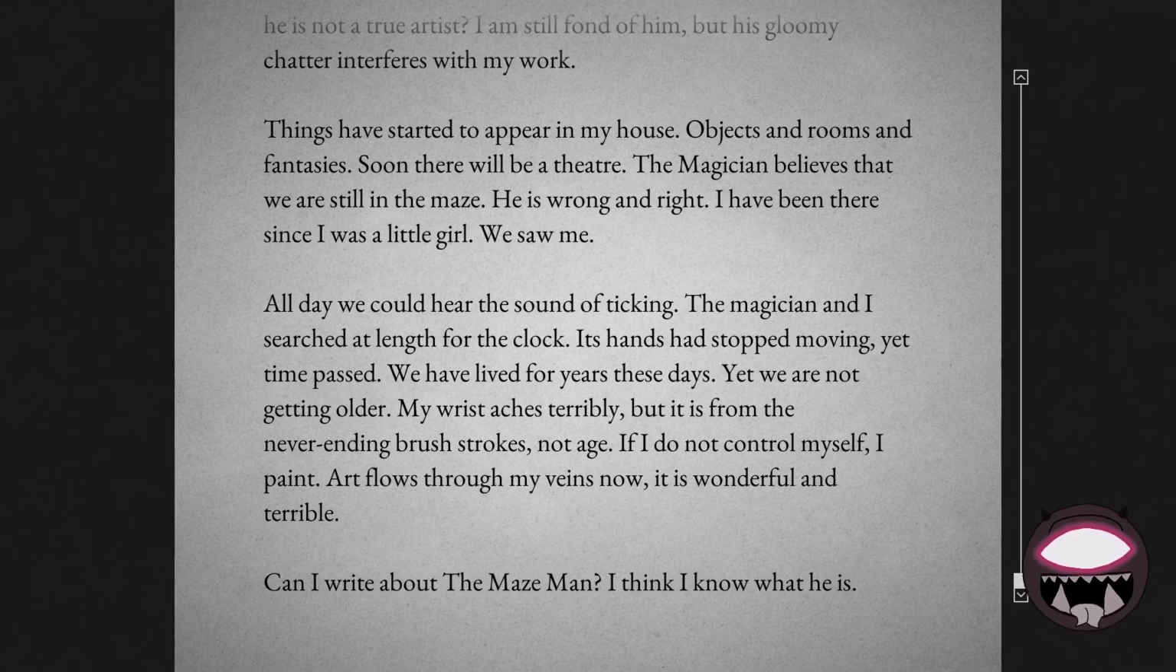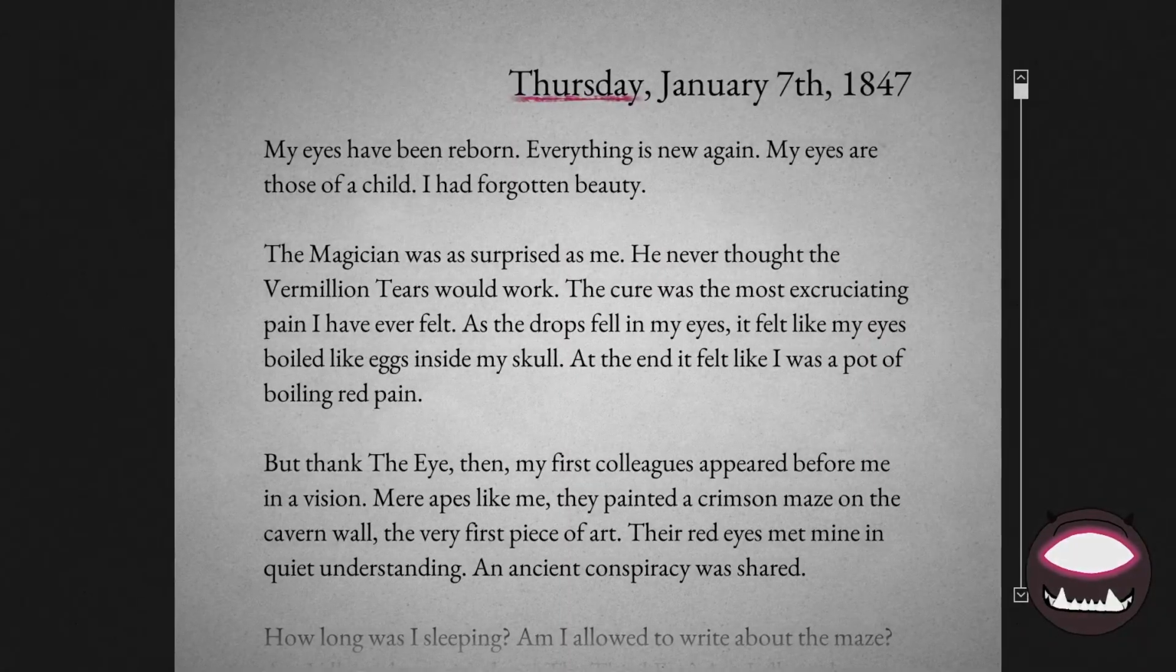My wrist aches terribly, but it is from the never-ending brush strokes, not age. If I do not control myself, I paint. Art flows through my veins now. It is wonderful and terrible. Can I write about the maze man? I think I know what he is. My eyes have been reborn. Everything is new again. My eyes are those of a child. I'd forgotten beauty.